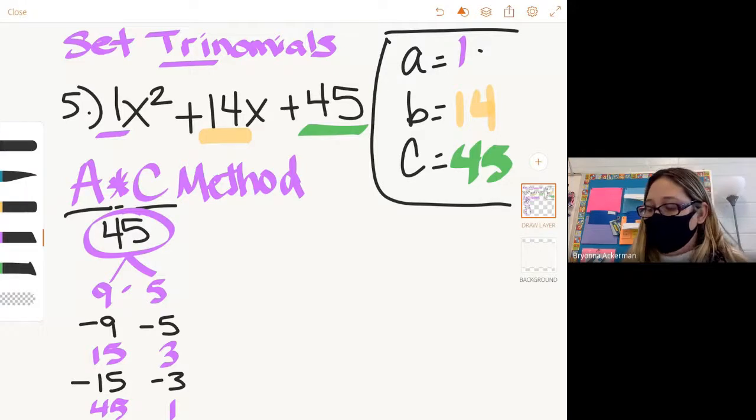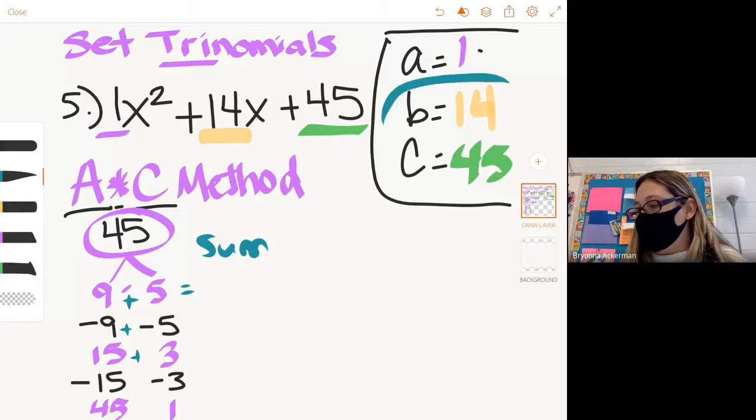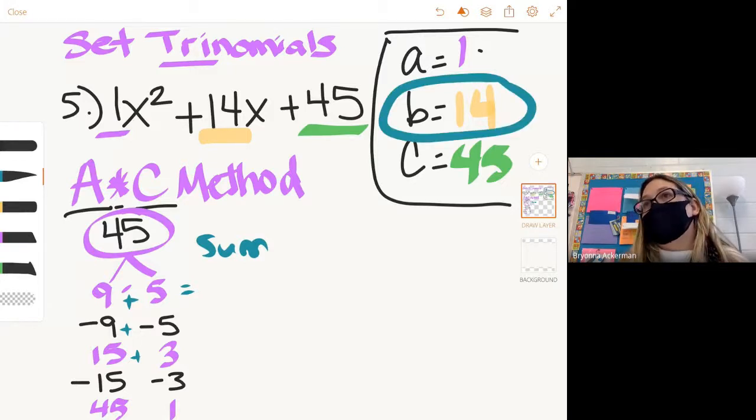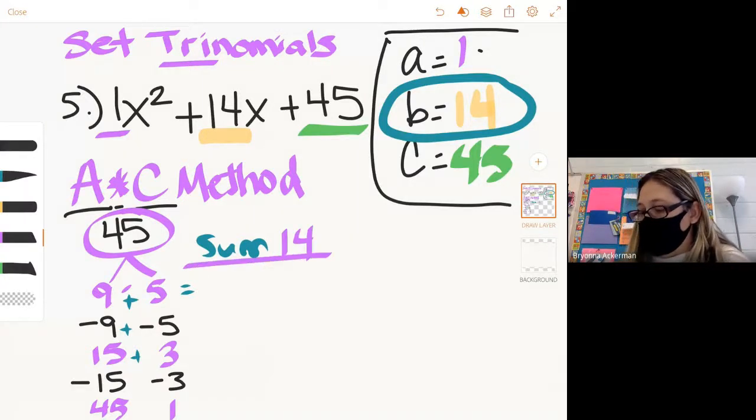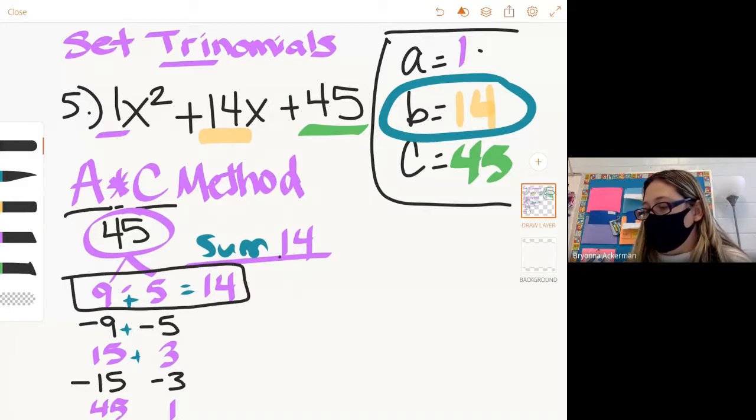But when I add them together, so let's do a different color. When I add them together, the sum is going to be B. So in this case, B is 14, right? And so I'm going to take these factors. We know that 9 times 5 is the 45, but what is the 9 plus the 5? 14. And so that first one you gave me is actually the correct one because it matches B.